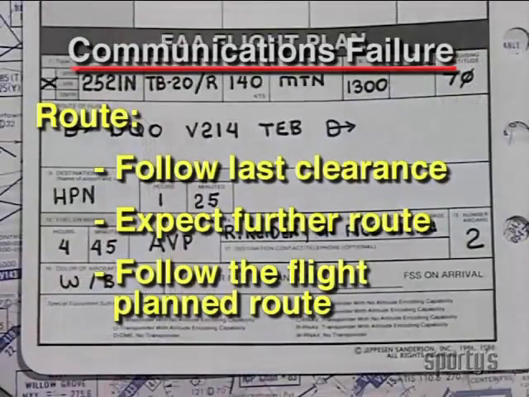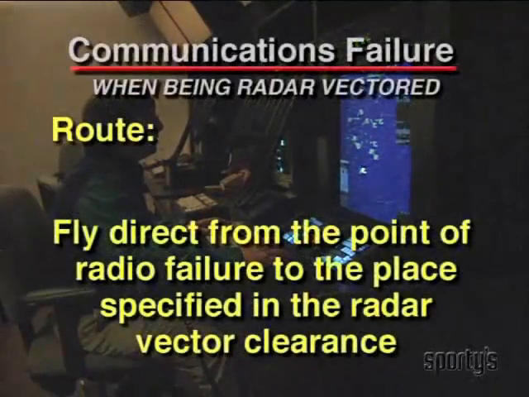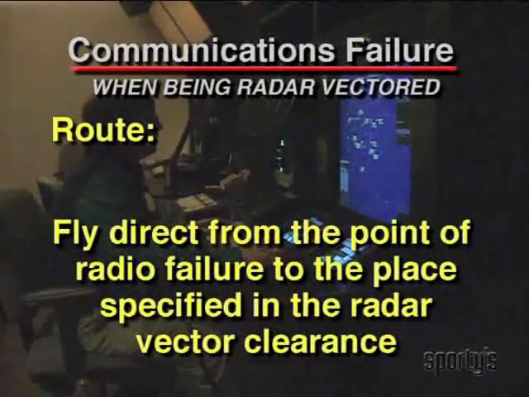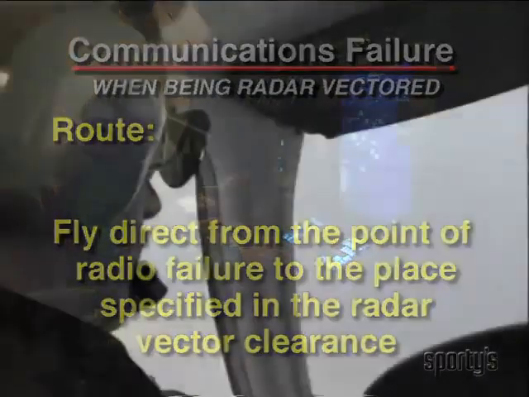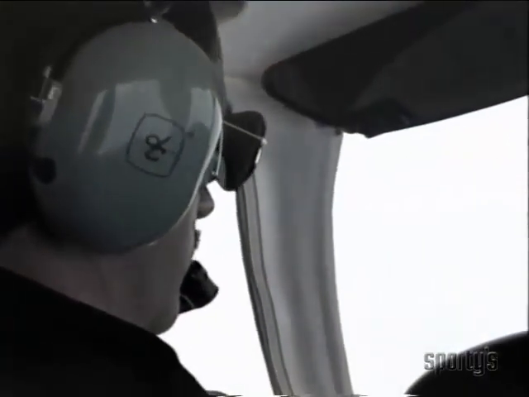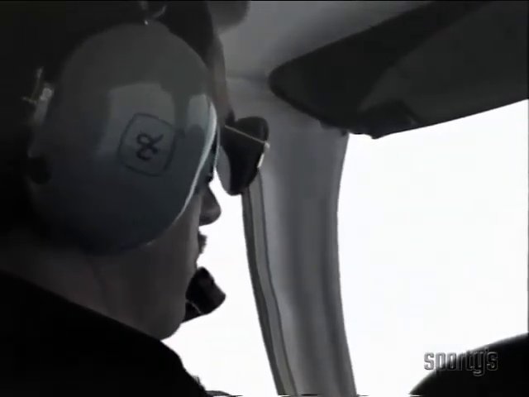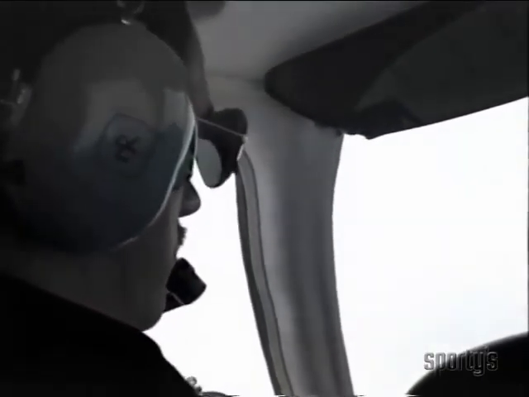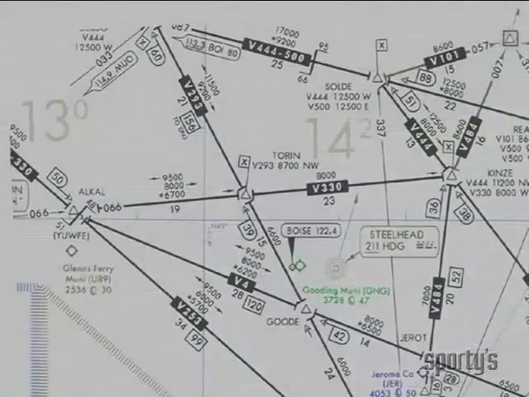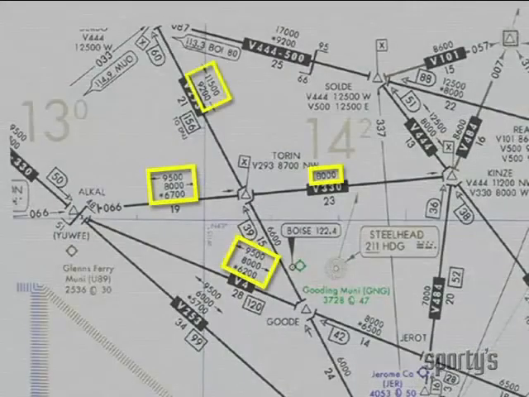Absent a last clearance or expect further route, follow the route filed on the flight plan. If being radar vectored, ATC expects the pilot to fly direct from the point of failure to the fix, route, or airway specified in the radar vector clearance. While route has a definite order of priority, altitude is based on flying each airway segment at the highest of 3 possible altitudes. Airway segment, as it's used, means a portion of an airway that has an altitude prescribed.